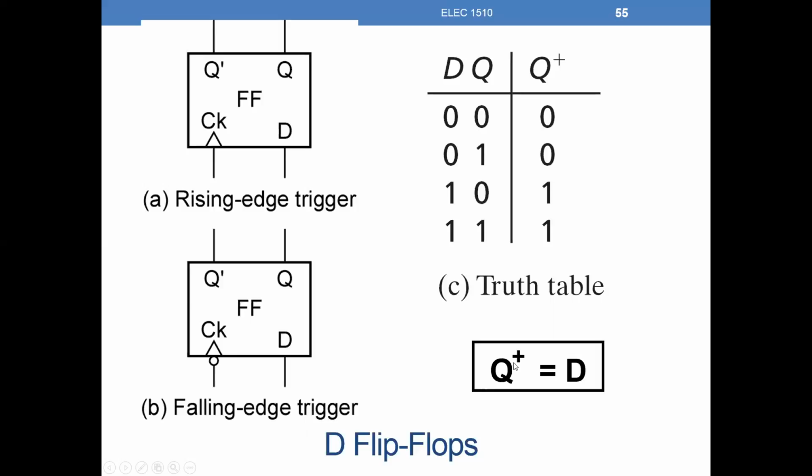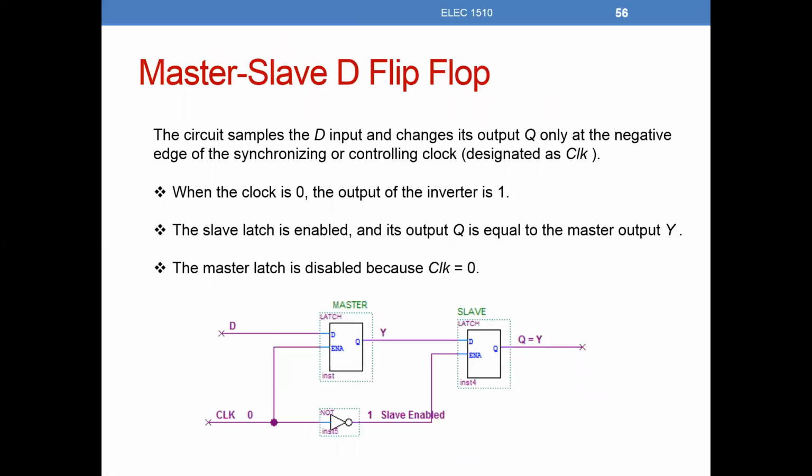We always just say that the characteristic equation of the D flip-flop is Q next is equal to D. And it's going to be triggered either on a rising edge of the clock, the triangle, or on a falling edge, where we have the bubble inversion before the triangle. This can be made from taking some latches and putting them into a master-slave relationship.